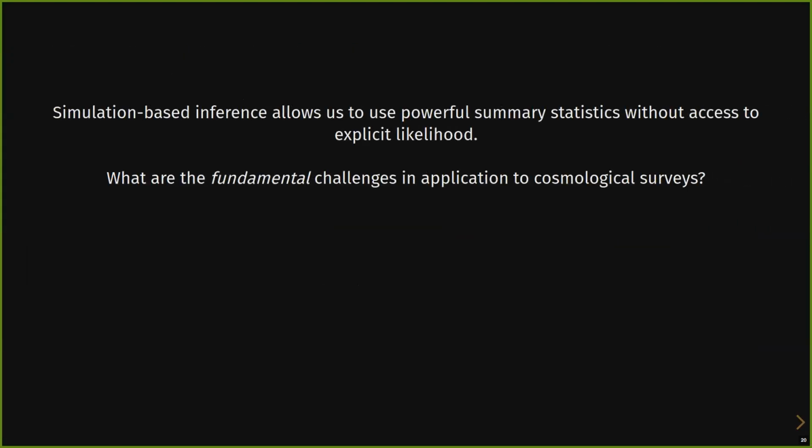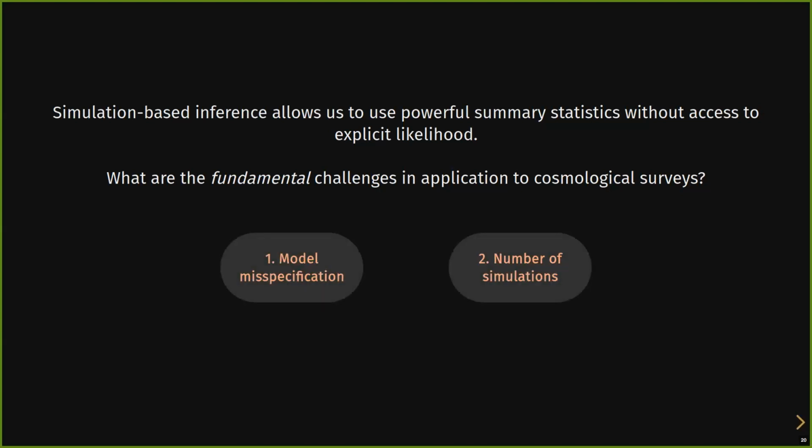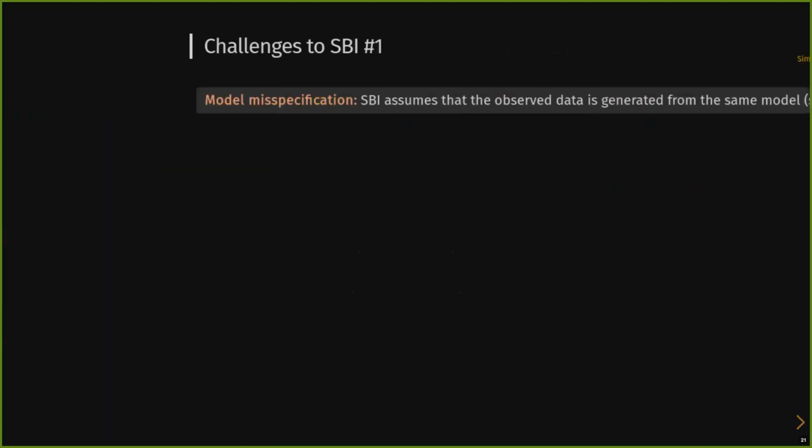Okay, so far we have established that simulation-based inference is powerful. It can allow us to use summary statistics without having to worry about the necessary explicit likelihood. The question then is, are there any challenges in applying this to cosmological surveys? And the two that I would like to point out, that I'll be focusing on going ahead in my work as well, are model misspecification and the number of simulations. So let's look at each of them in turn.